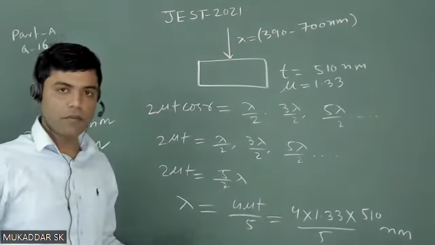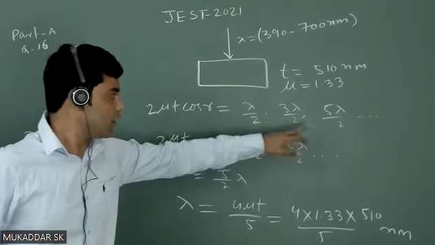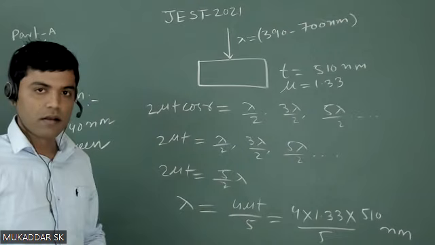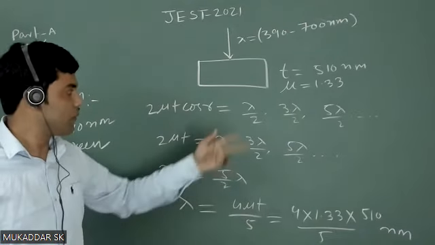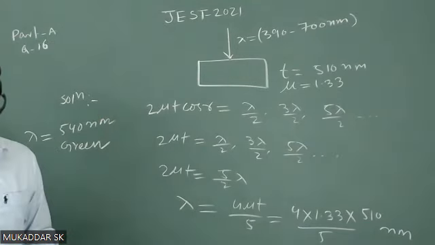So that's why you have to take the term corresponding to the wavelength that lies in the visible range. That may be lambda by 2, 3 lambda by 2, or 5 lambda by 2. You have to check it. Okay, thank you.